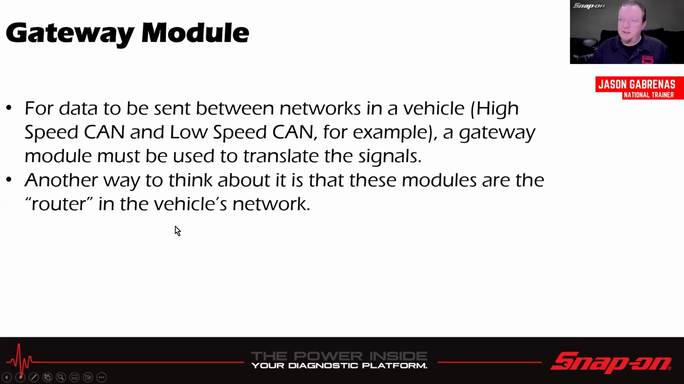Now, for data to be sent between networks in a vehicle, like high-speed CAN and low-speed CAN, or CAN to LIN, or whatever it might need to be, a gateway module must be used to translate the signals between them. Another way to think about that is they are a router on the vehicle's network. If you think about your Wi-Fi router or regular router at your shop or your home, it directs the signals where they need to go. So this does the same thing.